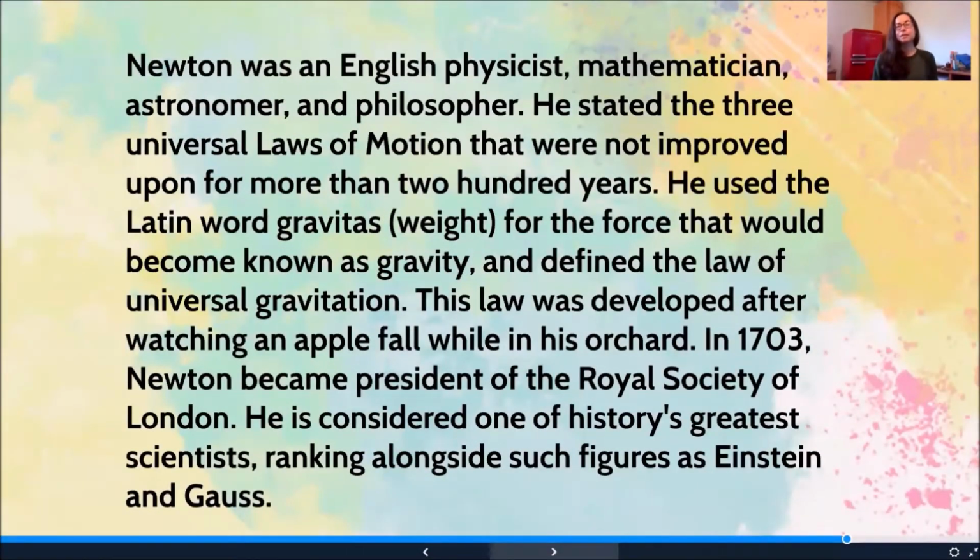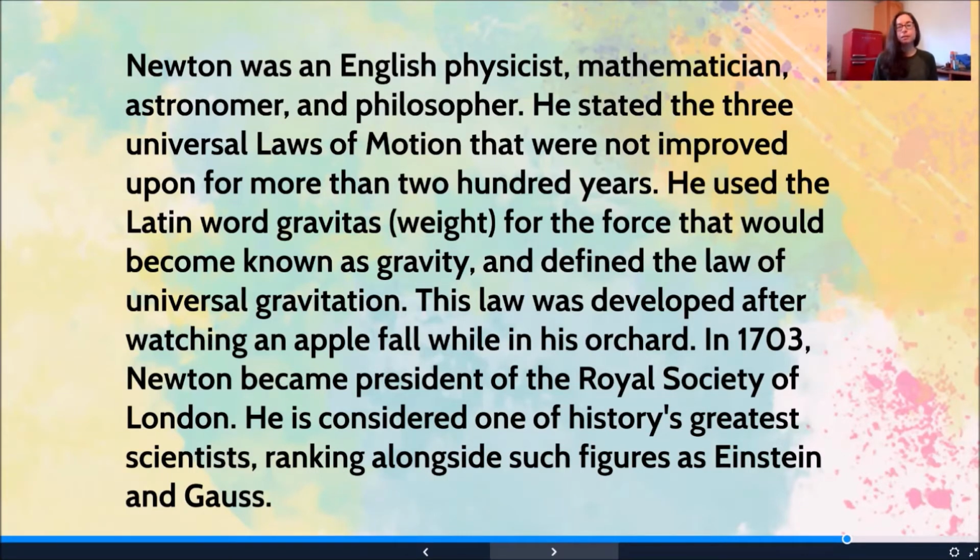He was an English physicist, mathematician, astronomer, and philosopher. He stated the 3 universal laws of motion that were not improved upon for more than 200 years. He used the Latin word gravitas, or weight, for the force that would become known as gravity, and defined the law of universal gravitation. This law was developed after watching an apple fall while in his orchard.